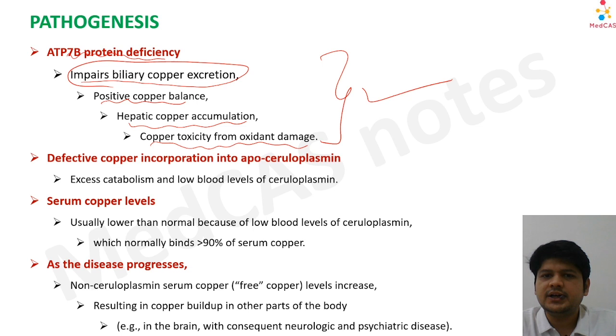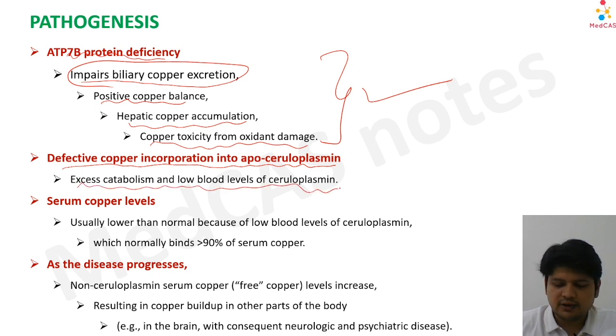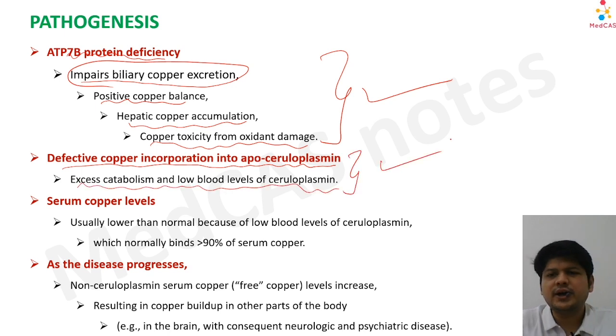Due to the defect in ATP7B, there will be impaired biliary excretion, more and more copper deposition, and when it accumulates, it causes oxidative damage and things go bad. Okay. There will be defective copper incorporation into apoceruloplasmin, which leads to excess catabolism and a low blood level of ceruloplasmin. Again, not that great a test.